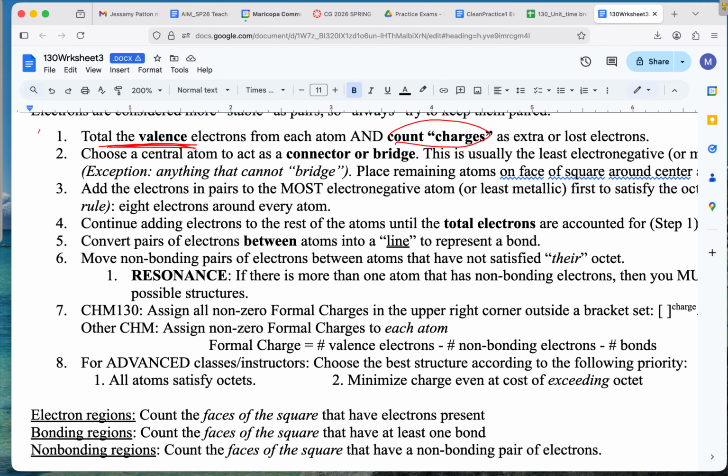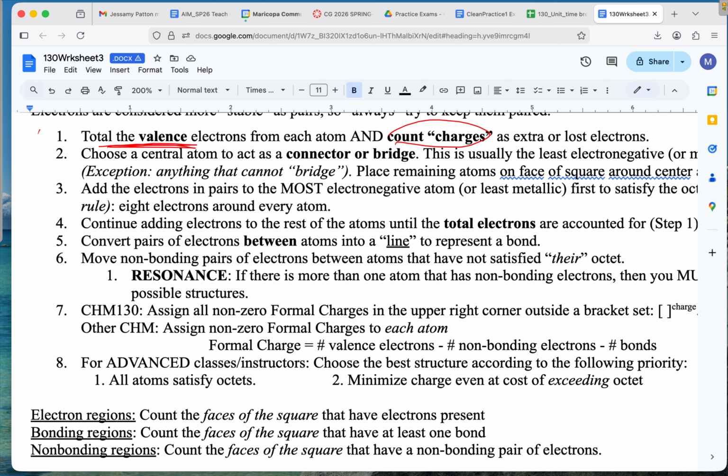Then once you've placed your electrons around your most electronegative atom, you continue to add electrons into your structure until you've achieved the total electrons. This is why step 1 is so critical, because step 1 tells you how many electrons you're allowed to put in there. So you'll continue to place them. Once they're all placed, you can now have this conversation.